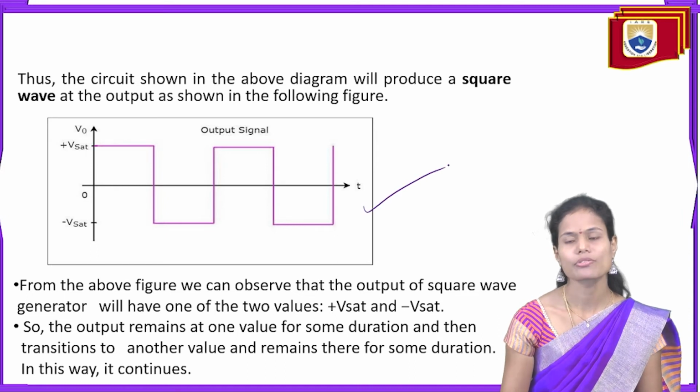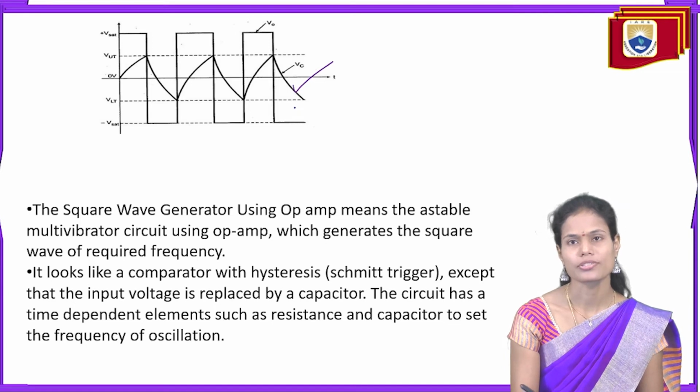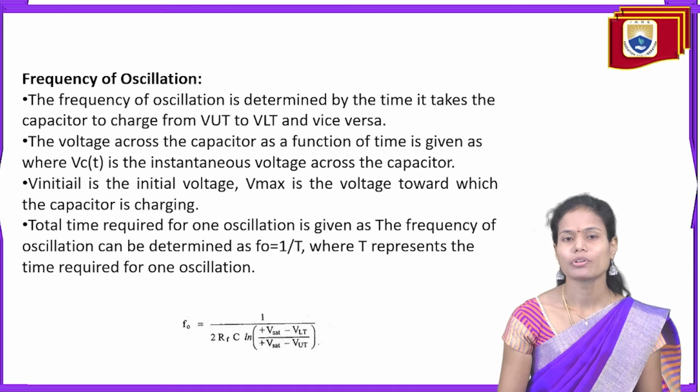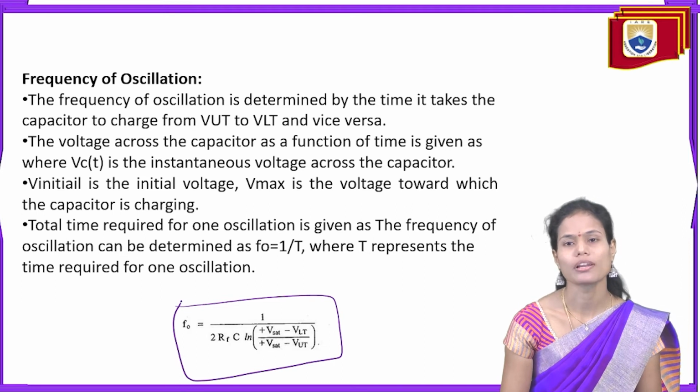This is the signal we are getting from the square wave generator, this one is the capacitor voltage, the charging and discharging of the capacitor, and this is the output voltage. In order to find the frequency of oscillation, we have to take the upper threshold voltage as well as the lower threshold voltage by superimposing the capacitor voltage on the output voltage of the square wave generator. And then we find the frequency of oscillation, that is 1 by 2 R F C ln of (plus V saturation minus V LT) by (plus V saturation minus upper threshold voltage).